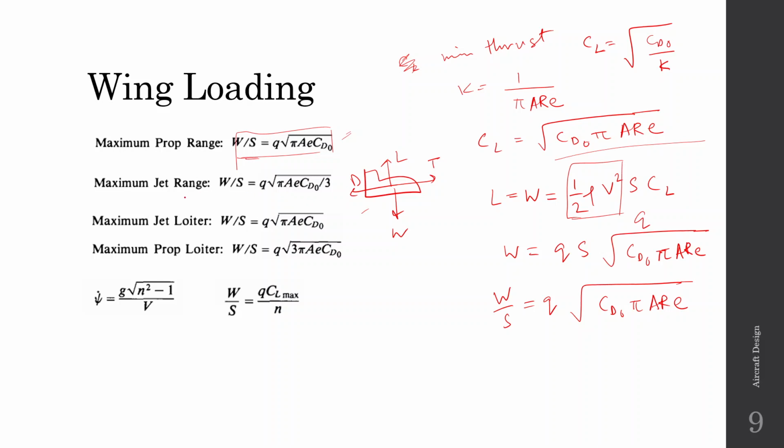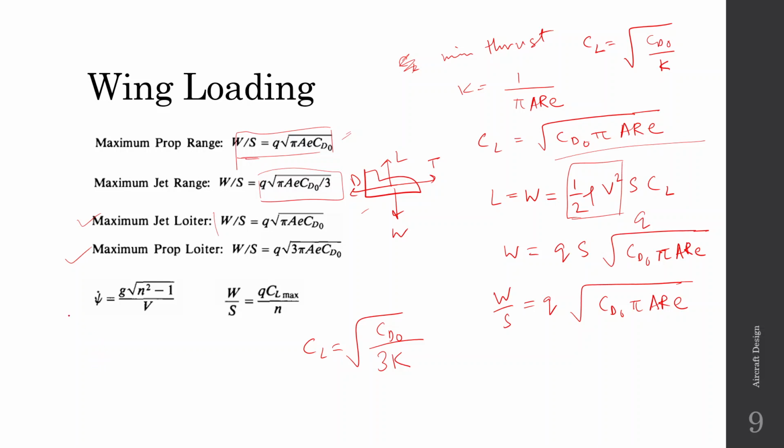Now similarly for the jet aircraft, if we want to maximize the range, we'll have to fly at CL equal to CD naught by, I think, by 3K. So then if you again follow this procedure, you will find that the wing loading is this: q square root of pi aspect ratio E CD naught by 3. And similarly for maximum jet loiter and maximum prop loiter, you can find the corresponding equations.